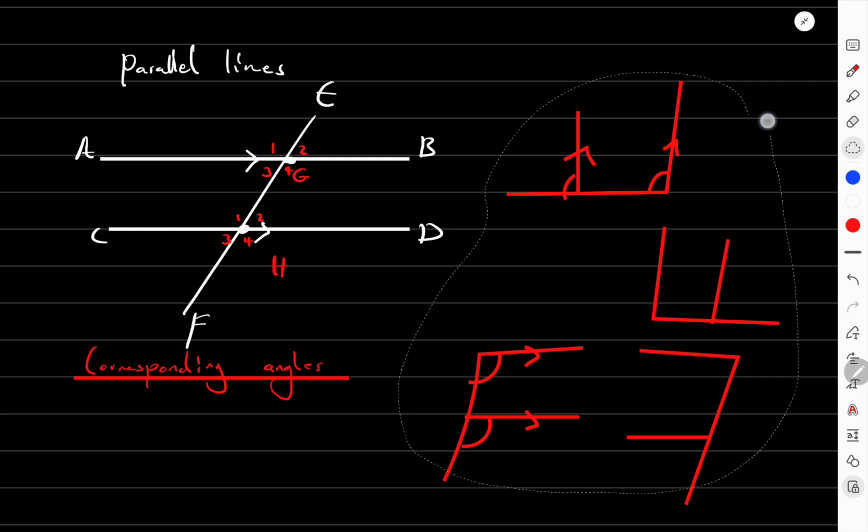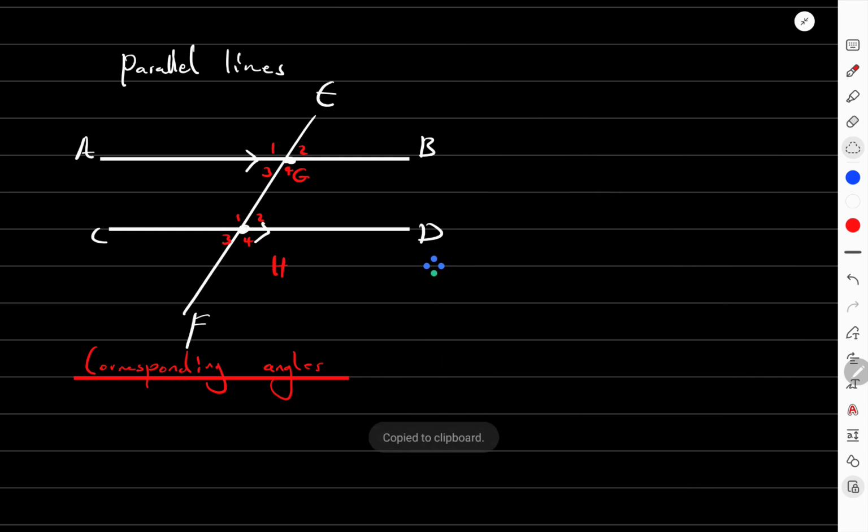Now looking at my structure here, which angles are in corresponding positions to each other? The first F shape that I can form here goes like this up until here. It means the angle found here and the angle found here are the same. Therefore, G4 is the same as H4, because that is the angle formed here and the angle formed here. Those angles are corresponding.